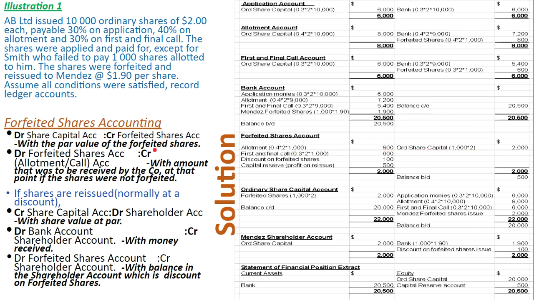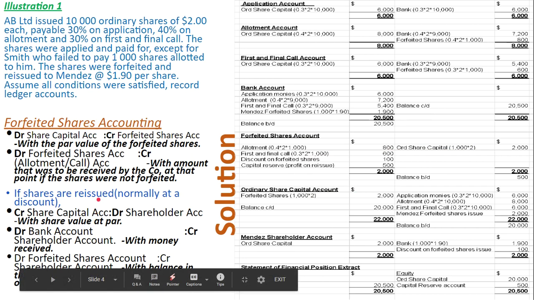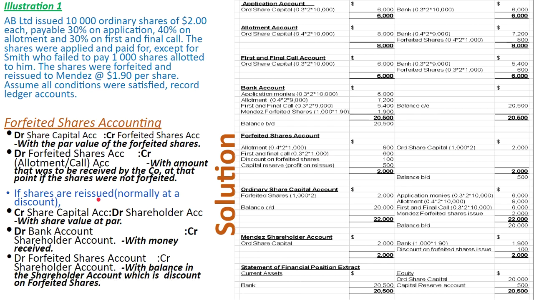Next point, our shares were reissued. So we are going to first look at crediting share capital account because the shares have been reissued. So we need to again increase our share capital by crediting the share capital account and debiting the new shareholder account with share value at par.